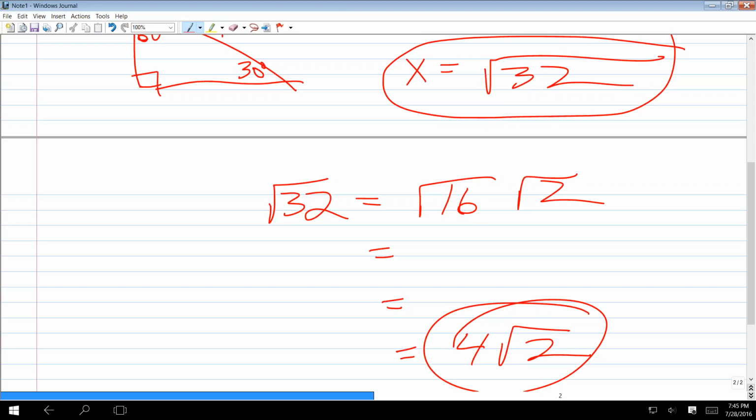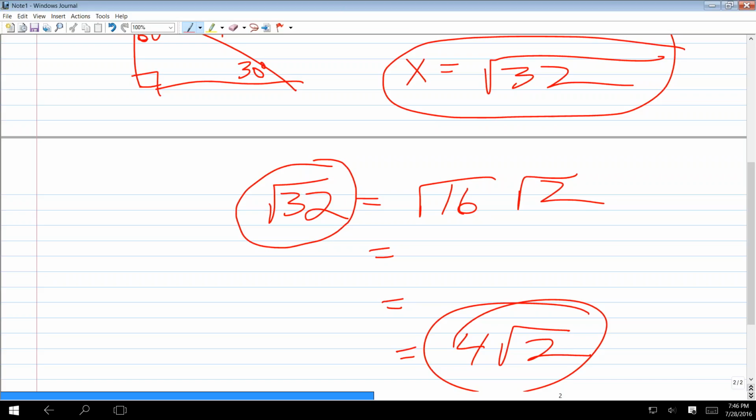So when you're reducing these radicals, if you can figure out factors where one of the factors is the maximum perfect square, you're going to do it the shortest possible way. But even if you didn't know that, even if you broke it down into square root of 8 times square root of 4, you still get the same answer. It just takes you a little bit longer.